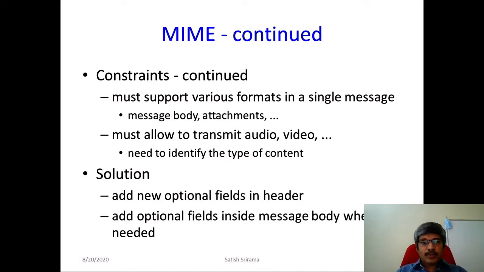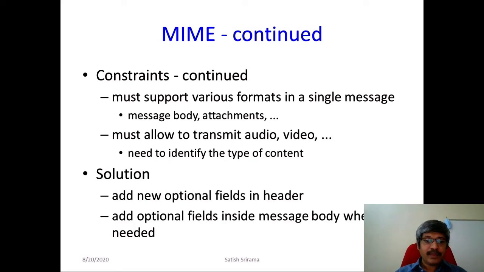Further, MIME should support various formats in a single message. An email will contain the message body and also the attachments, so you should not be sending two mails for that, one containing the message body and another for the attachment. That is not an ideal solution. MIME should be able to send both types in a single message, and it should also allow transmitting audio and video messages. It is also interesting if you can identify the type of content being sent, and MIME supports all these things.